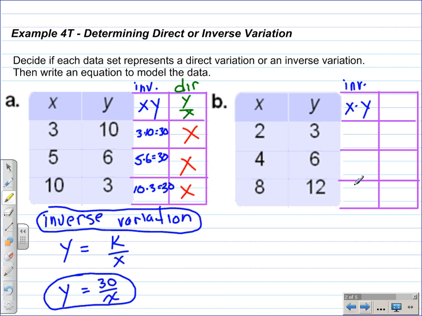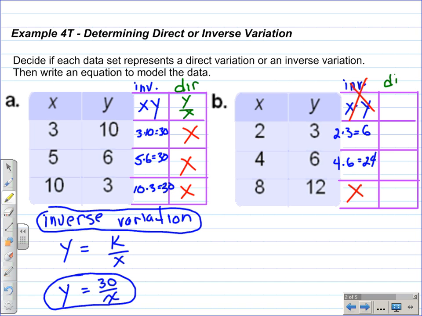So let's find out if it's an inverse variation. Well, the first one's 2 times 3, which gives 6. The second pair gives 4 times 6, which is 24. So we don't even have to test the third pair. Since the first two aren't the same, we know it's not going to be inverse. So let's determine if it's a direct variation.